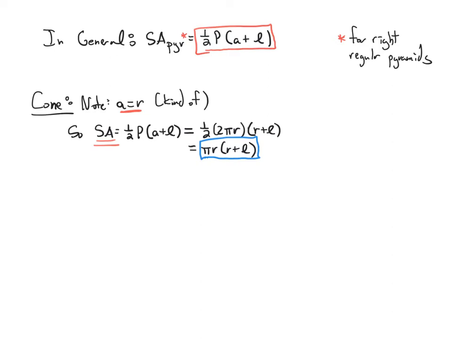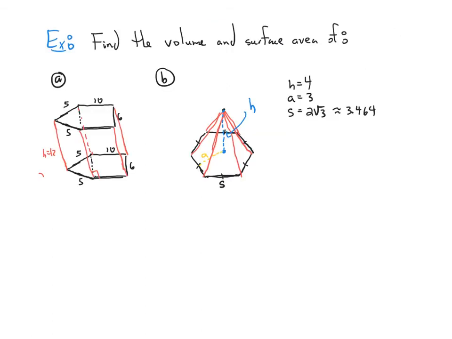Now, maybe it's a good idea to do a couple of problems just to see how our understanding is going. So that's what we'll do in the next few slides. Okay, so here are our two objects. One is a prism, and this is supposed to be a nice right prism, and one is, of course, a pyramid, and I want you to find the volume and surface area of both of these.